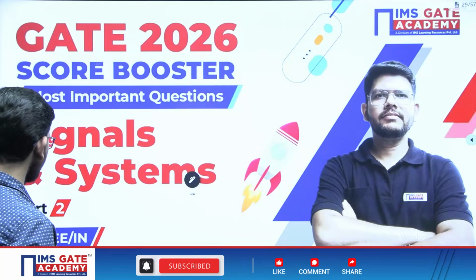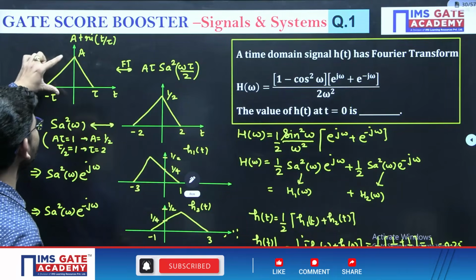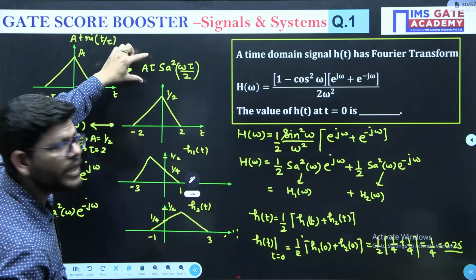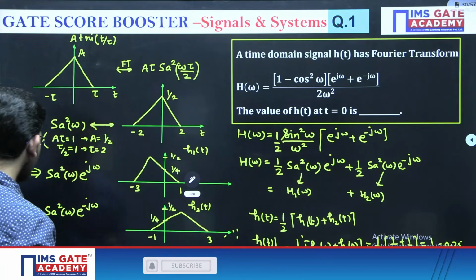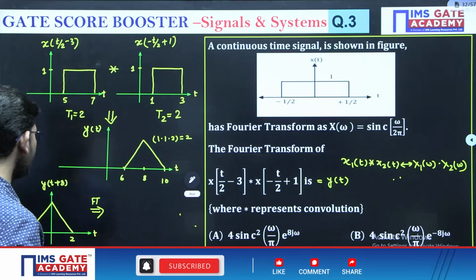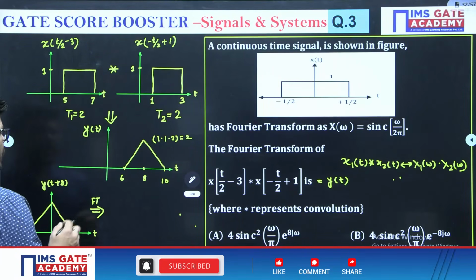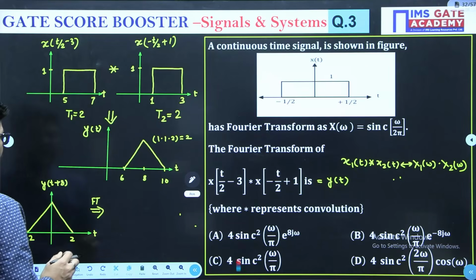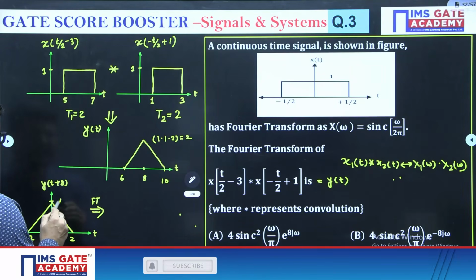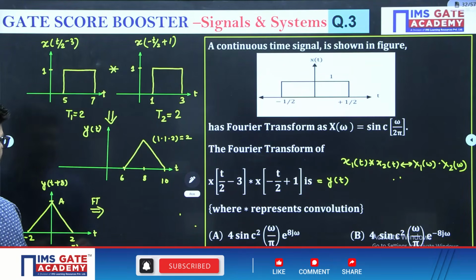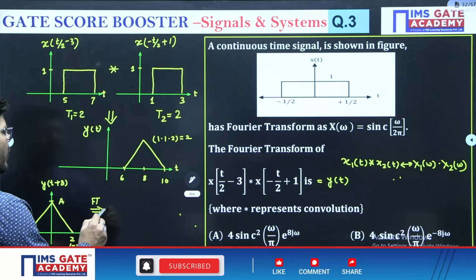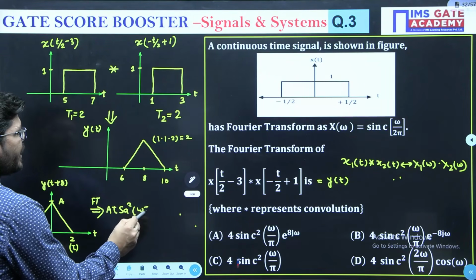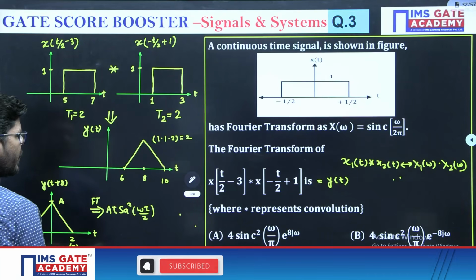See, in the first question also we had that same signal. If you have a triangular pulse in time domain, the frequency domain is going to be Sa squared, right? So what will be the Fourier transform of it? A tau. Just see, this is our A and this is acting as tau. So A tau Sa squared of omega tau by 2, right?